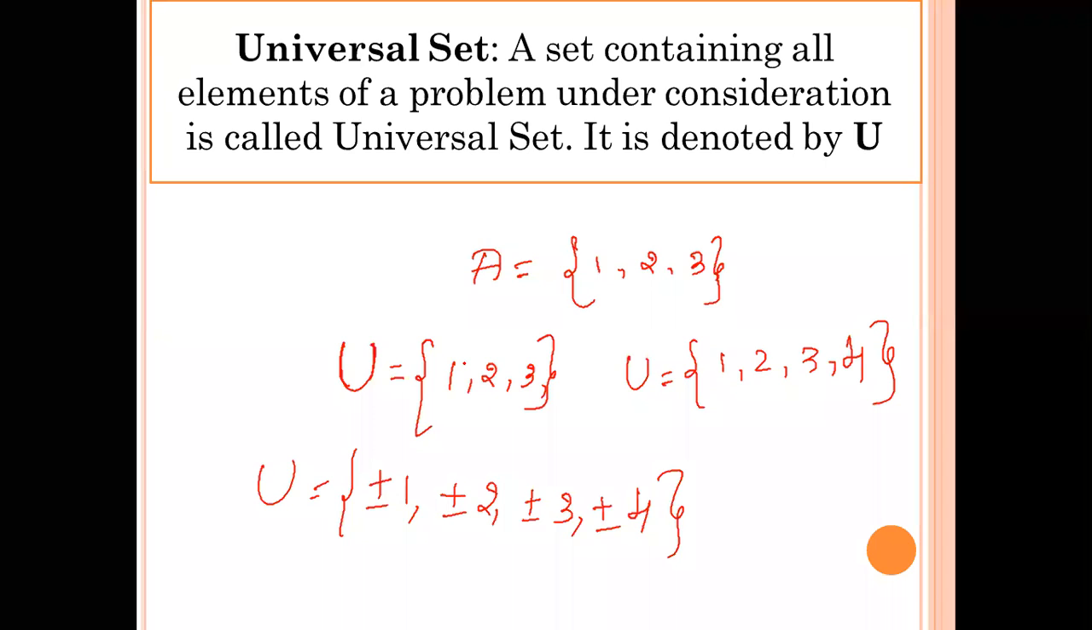If I ask someone, what is the universal set of A, B, C? Some can say it is A, B, C, D. Some can say it is A to Z. Anything you can take, which means it should contain all the elements. Universal set should contain all the elements of a given set, or it can be more than that. Did you understand the definition? We'll see some problems so that you get a clear picture.